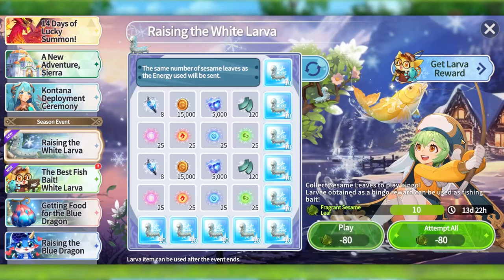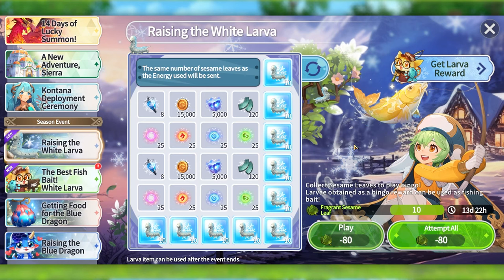So we got the new Raising the White Larva event. It's already available in Japan, it's coming to Korea, Europe, and then US later today, or maybe tomorrow, whenever that is for you. But I'm gonna review the event.